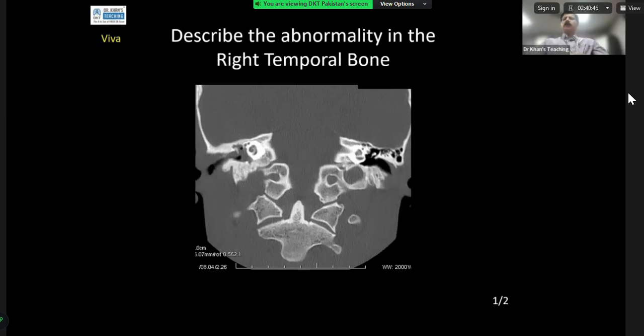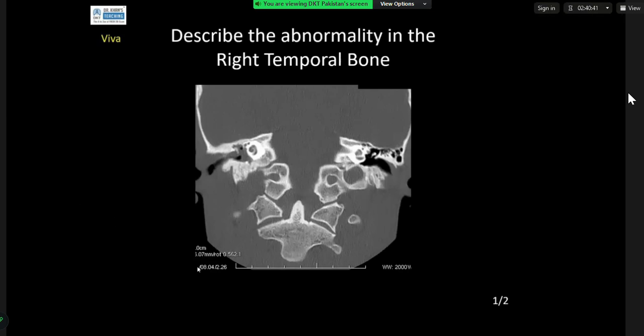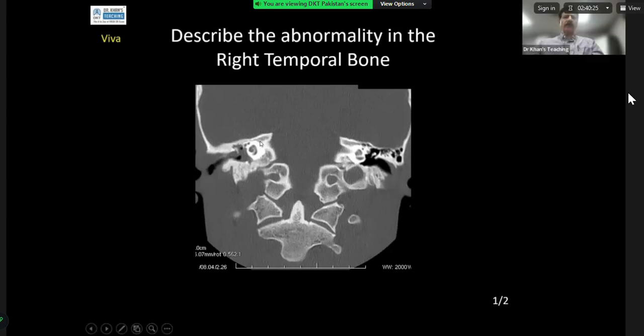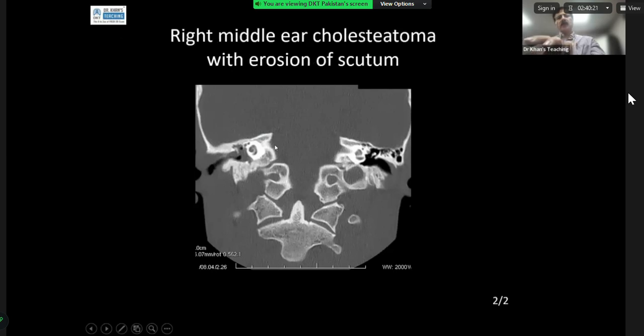So what is your differential or diagnosis? If it is soft tissue density, then it is most likely in keeping with cholesteatoma, which has caused erosion of the bones. Right. Okay, good. Well done. Now, this is a cholesteatoma.